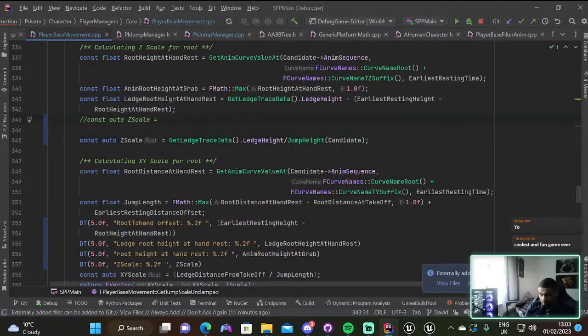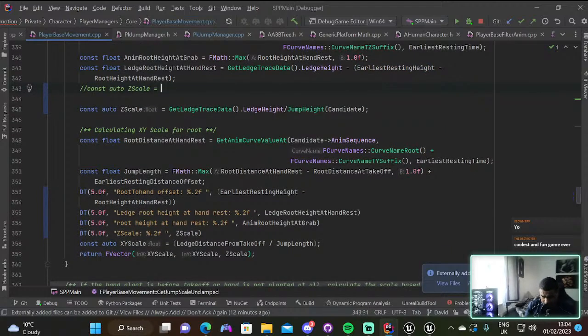What was I doing here before? I was doing legendary height, hand rest over. Yeah, because I don't do jump height, so to speak. I do the root offsets, like how much the root should be higher. So jump height here is that, and then earliest resting height, I think this might be the same thing.